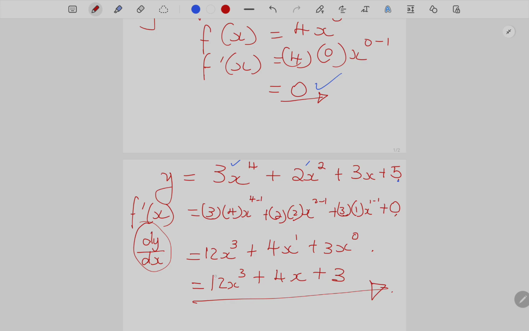So we've got 12x to the power 3. Then 4x to the power 1 is the same as 4x. What is 3x to the power 0? The answer is 3. So this is the final answer.